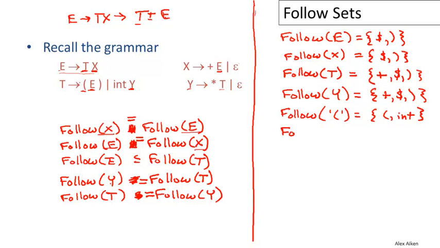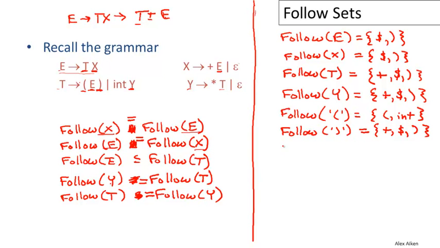So now let's take a look at the follow of close paren. Okay, so what's in that set? Well, again, we look at where the symbol is used. It's only used here in this one production. And because it appears at the right end of the production, we know that whatever is in the follow of T is going to be in the follow of close paren. All right, and so what was in the follow of T? That was plus, dollar, and close paren.